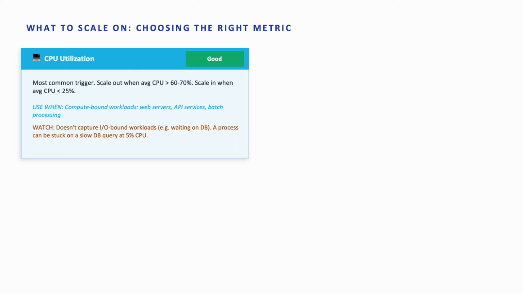The problem with the CPU utilization metric is that it does not capture input-output bound workloads. For example, if your service is waiting on a slow database query, CPU might be at 5% while users are waiting 10 seconds for responses. So you would never scale out based on CPU alone. The system looks healthy, but users are suffering.